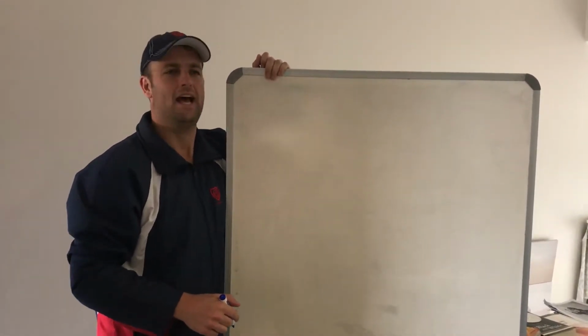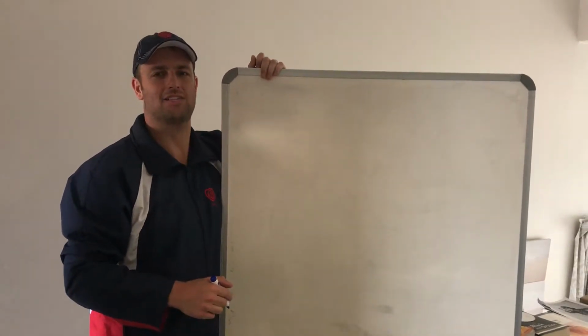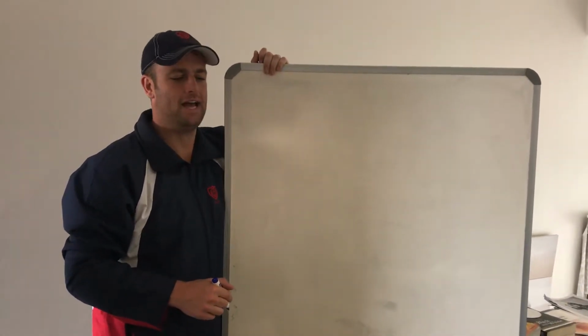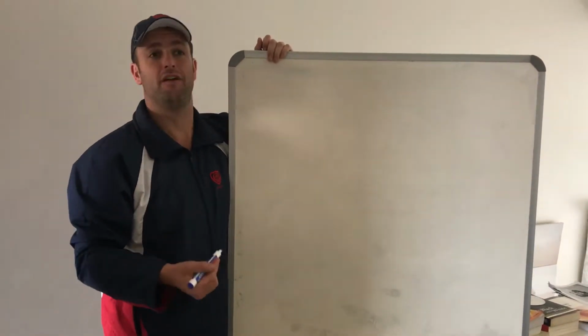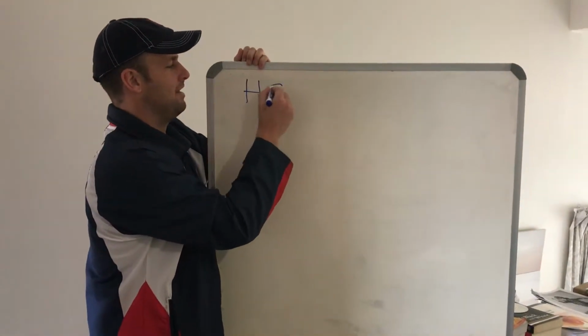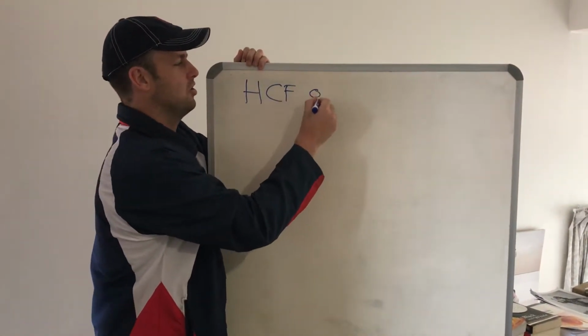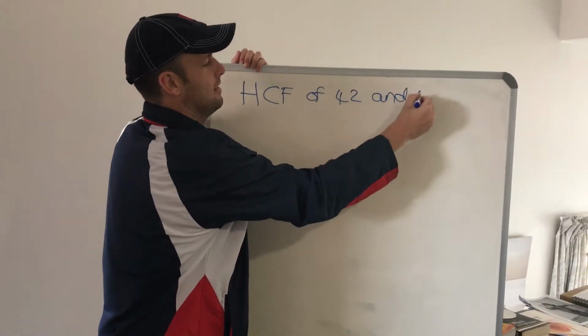I decided I was going to show you three methods of working out the highest common factor. Often children don't really relate to one method, and they like to know various methods to work out problems. So we're going to start with the highest common factor of 42 and 56.